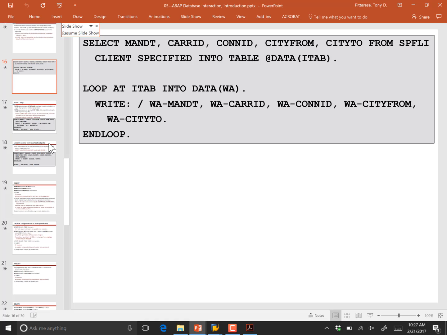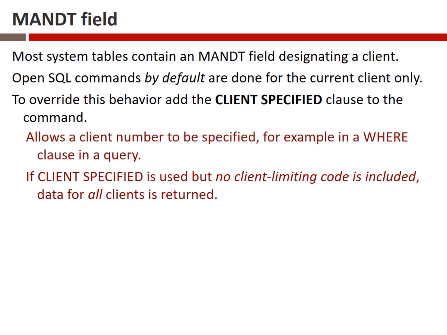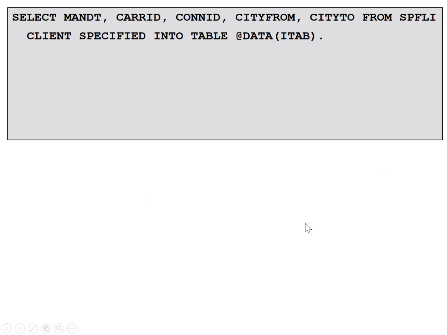Okay. I think this is kind of cool. This kind of data segregation that we get as a part of the security model is something that is very, very useful for us. All right, so no questions with that. Moving along, let's talk about the select loop.